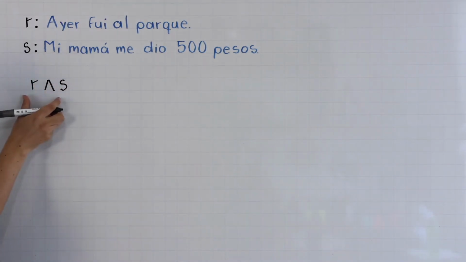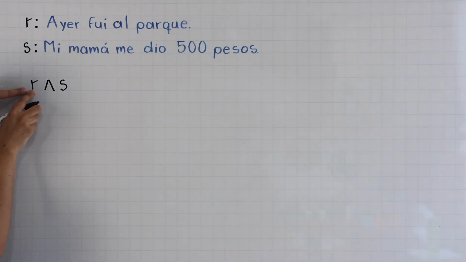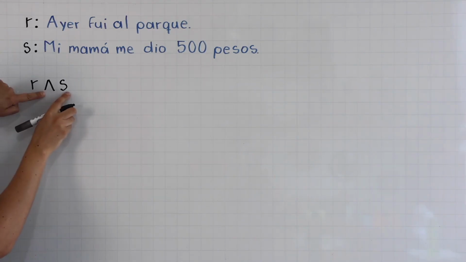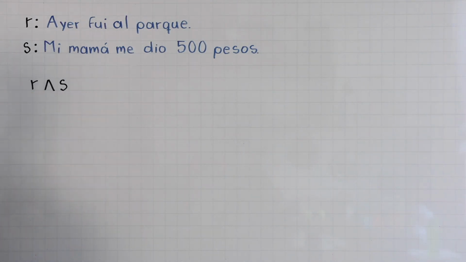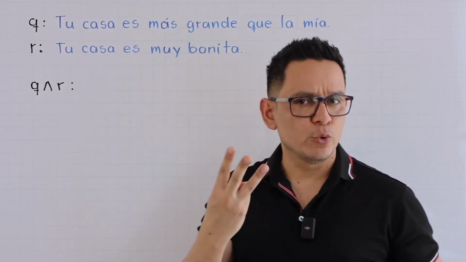Notice that this is already a compound proposition. How do I read it? Yesterday, I went to the park and my mom gave me 500 pesos. That's it. Let's go with example number 3.